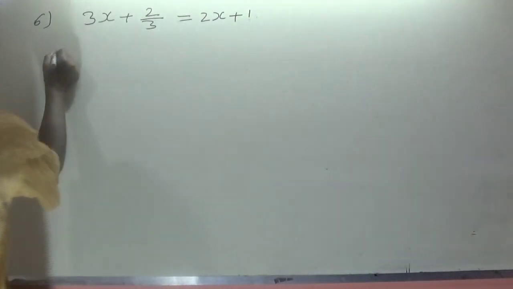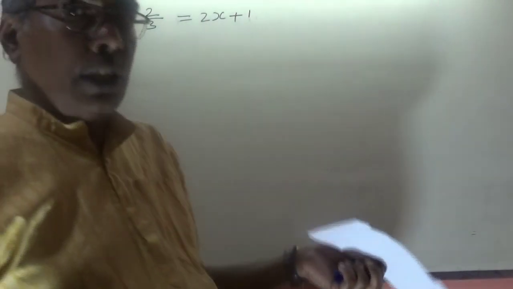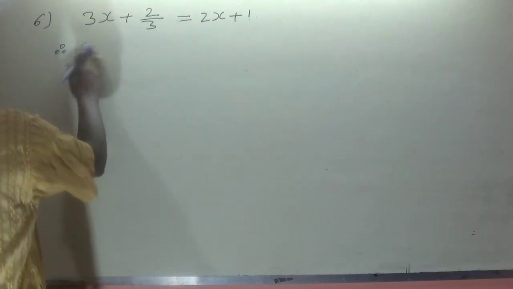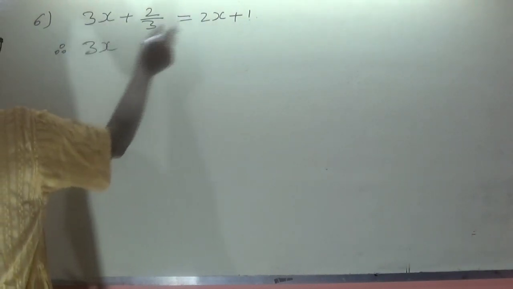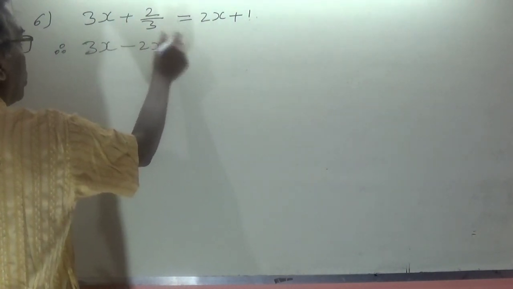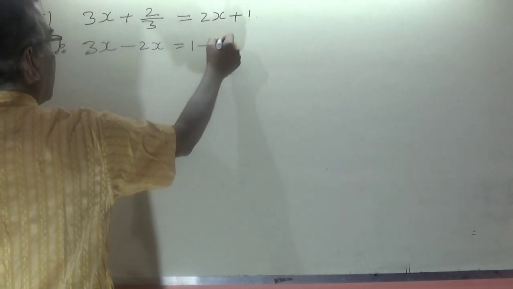Anyway, therefore. I have told you that first of all you have to shift all the x to one side. So therefore it will be 3x, this plus 2x is coming here, minus 2x, will be equal to plus 2 by 3 is going to that side, already 1 is there, minus 2 by 3.